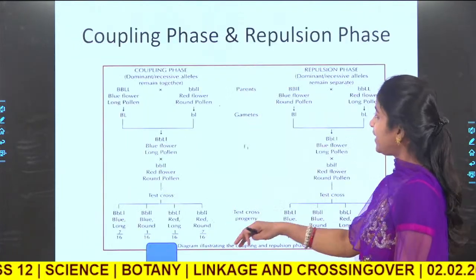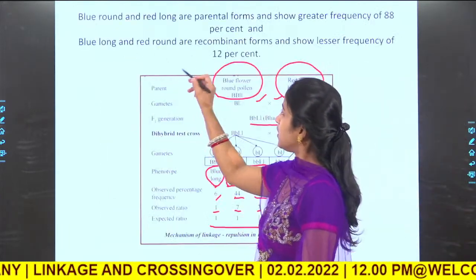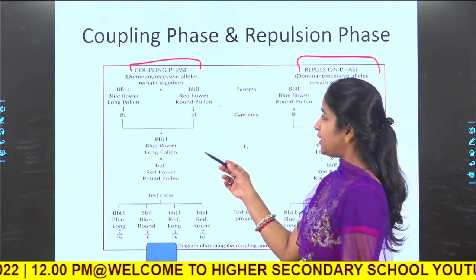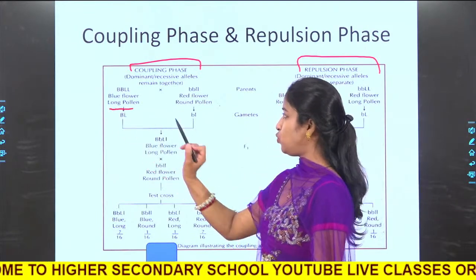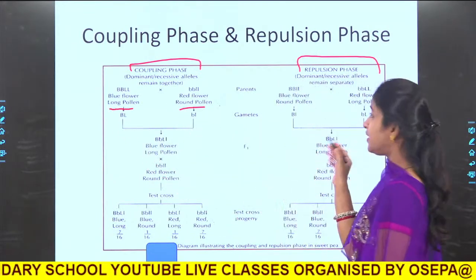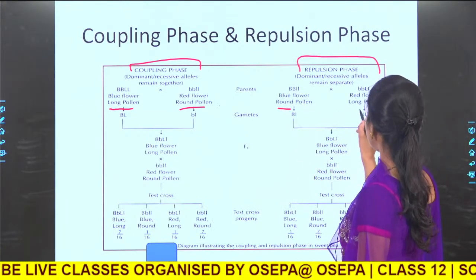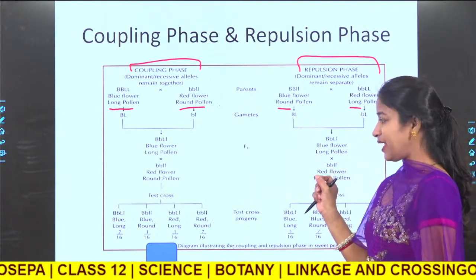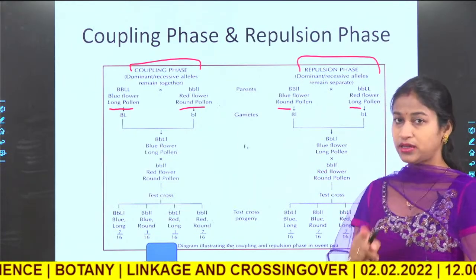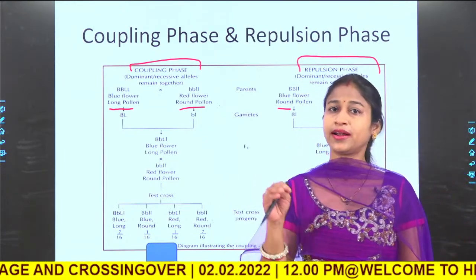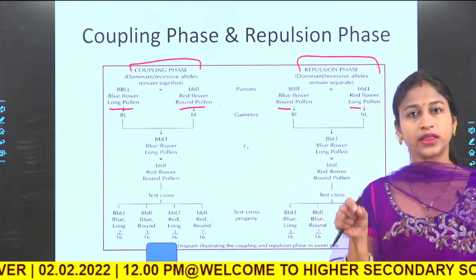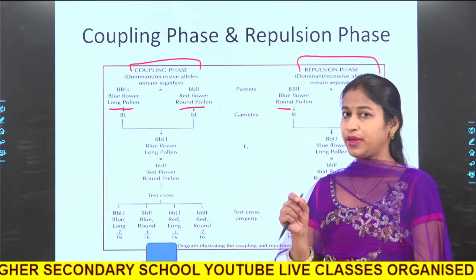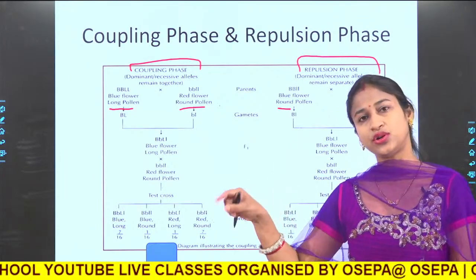So let's have a look together. This one is the coupling phase and this one is the repulsion phase. Together you see here the parental combination is blue long and red round. Here it is the reverse: blue round is the parental combination and red long is the parental combination. Here we can observe one thing in common, that the parental combinations are coming in maximum ratio in the F2 test cross generation, whereas the recombinant types are coming at minimum numbers in the F2 test cross generation.